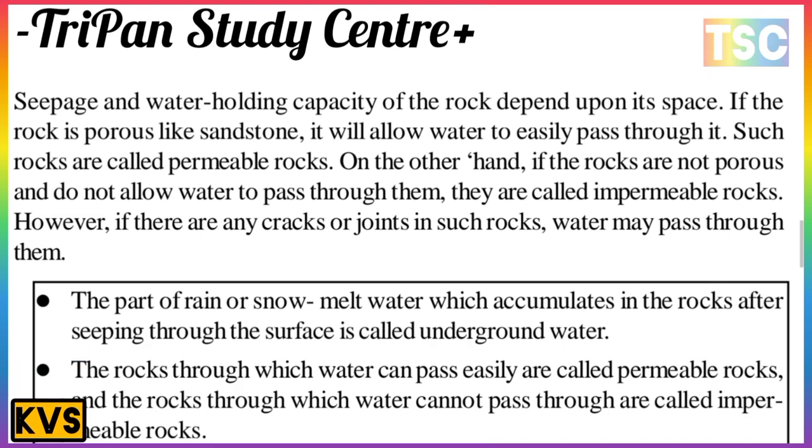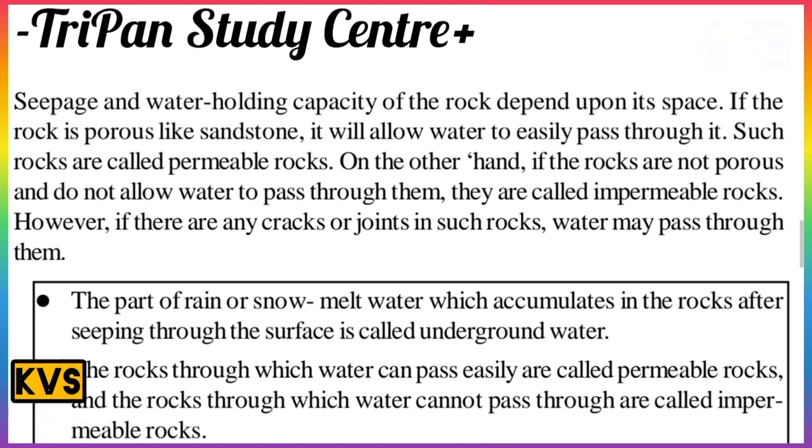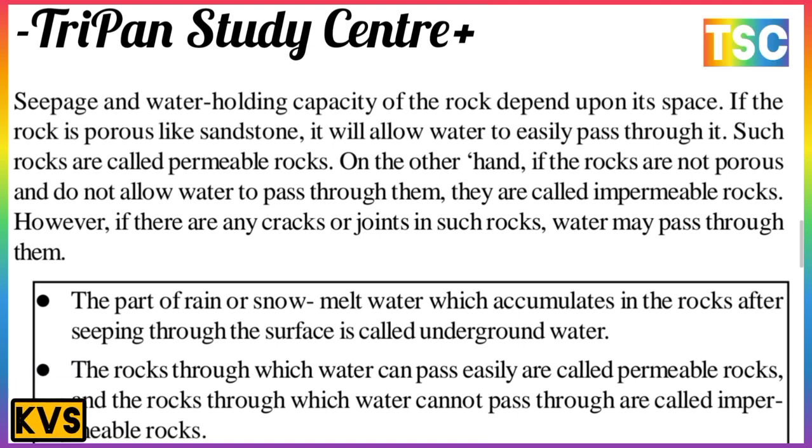Here, the part of the rain and snow melt water which accumulates in the rock after seeping through the surface is called underground water. This is the most important underground water definition. The rock through which water can pass easily is called permeable rock, and the rock through which water cannot pass is called impermeable rock.